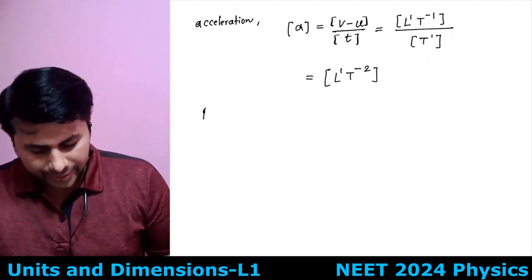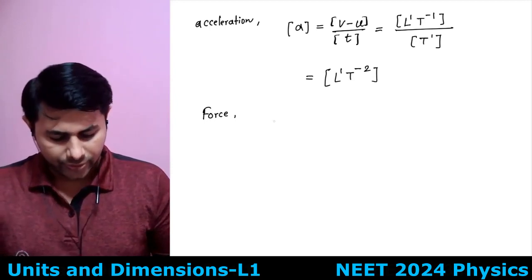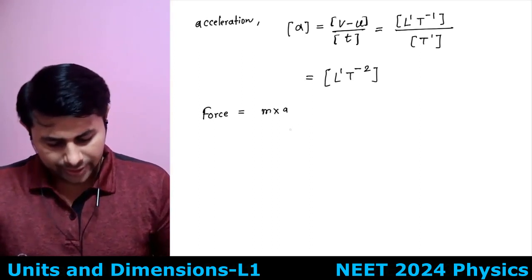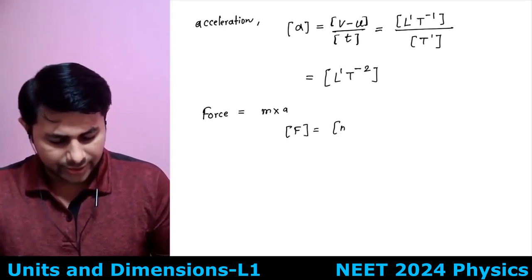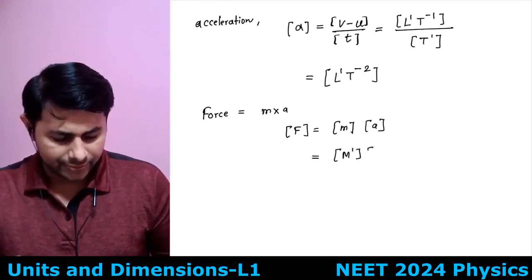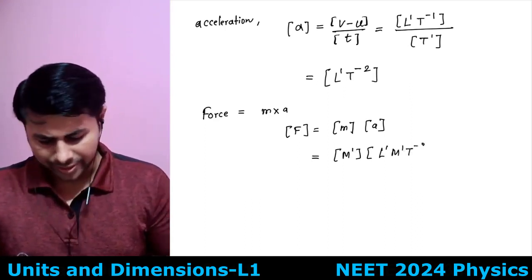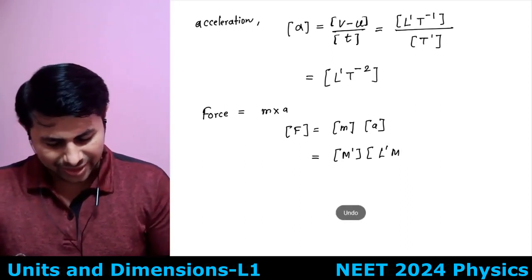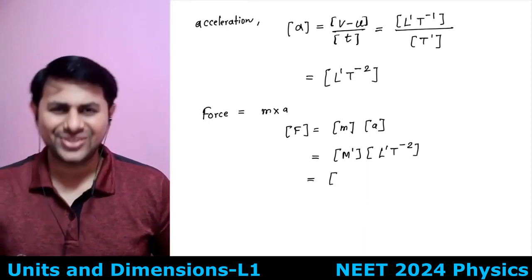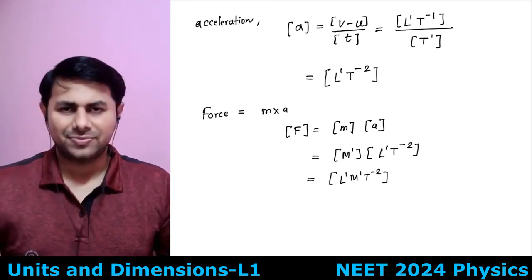Then next, I want the dimensions of force. So what are the dimensions of force? Force can be represented as mass into acceleration. Yeah, it is mass into acceleration. So the dimensions of force are equal to the dimensions of mass multiplied by the dimensions of acceleration. So it is M raised to 1, and the dimensions of acceleration are L1 t raised to minus 2. So the dimensions of force are L1 M1 t raised to minus 2.